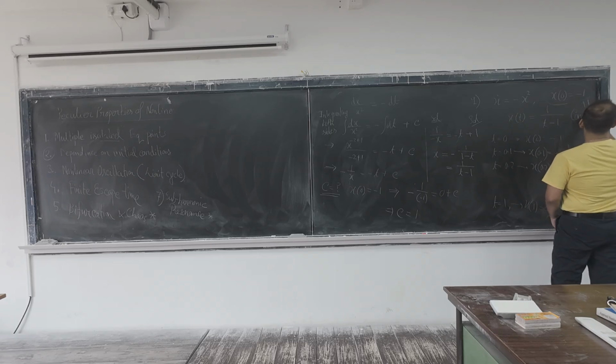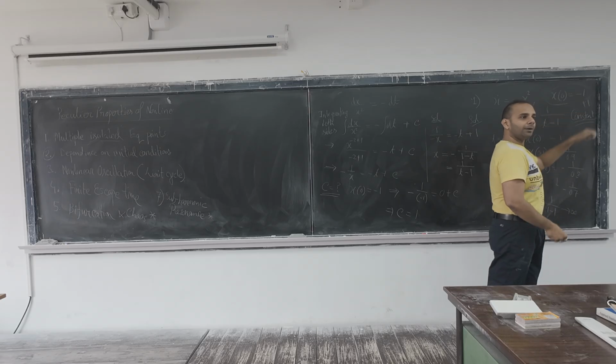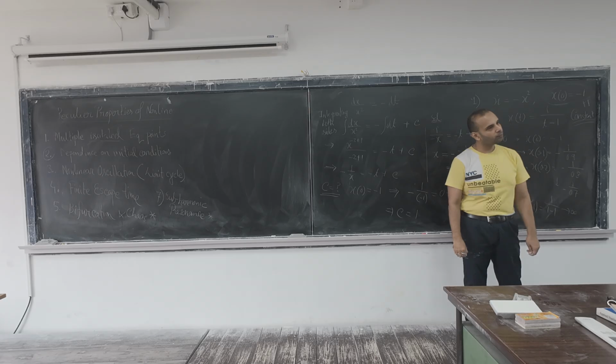Why can it not be varied? Because you see the t coordinate, x of 0. That means x at t equals 0. That's why the initial condition has to be a constant.